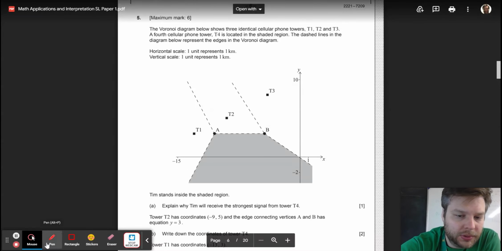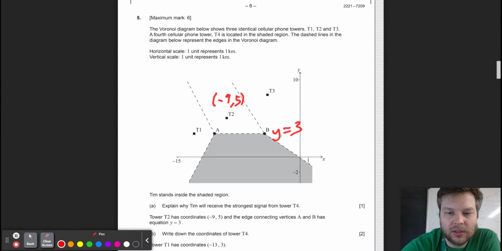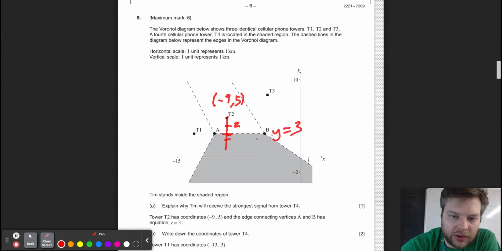T2 has coordinates negative 9, 5, and AB has the equation y equals 3. So we know that if we go perpendicular and bisector, this distance is going to be the same as this distance. This distance was 2 steps, y equals 5 down to y equals 3. So this distance also needs to be 2 steps. So now we have the exact coordinates of T4.